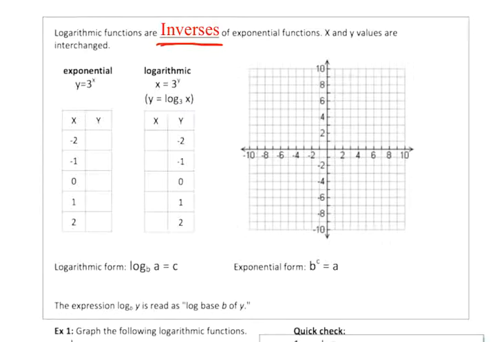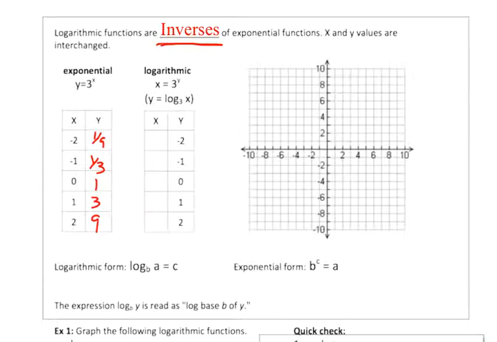What that really means is that our x and y values are interchanged. So when we look at a logarithmic function to graph it, we really need to look at an exponential. If I look at an exponential of y equals 3 to the x, for my chart here, 3 to the negative 2 is 1/9. 3 to the negative 1 is 1/3. 3 to the 0 is 1. 3 to the 1 is 3. And 3 squared is 9.